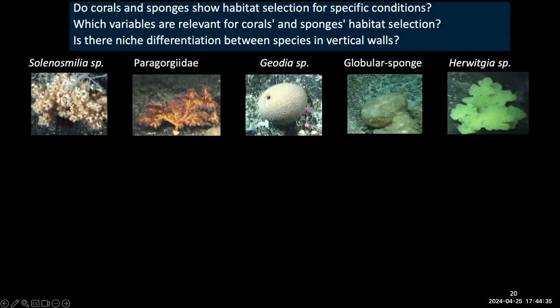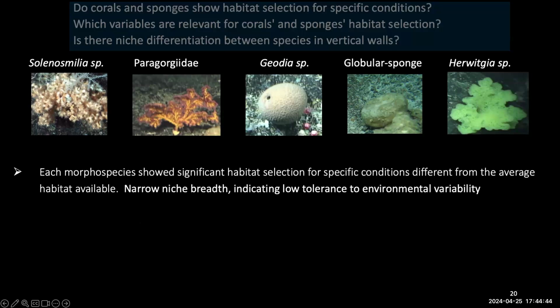Now we're gonna dive into the results. So to remind you of my questions: do corals and sponges show habitat selection for specific conditions? Which variables are relevant? And is there niche differentiation? For all of them, we found an answer.